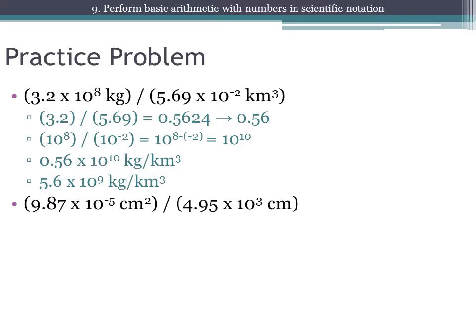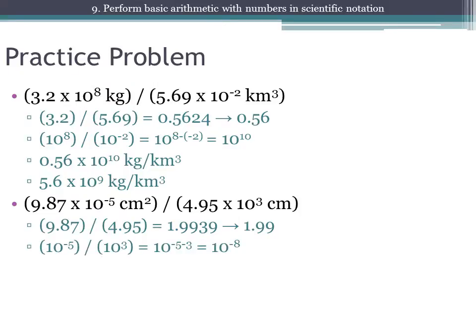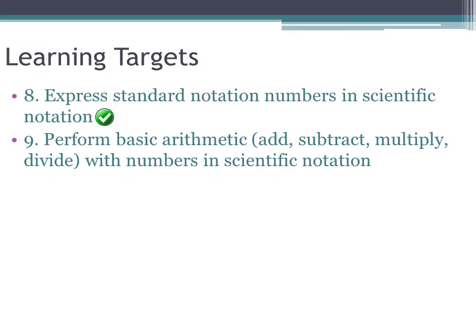Next one, another division. Again, we'll divide the mantissas. After rounding for sig figs, notice we have 3 sig figs here. That will give you 1.99. We'll then take care of our exponents. We have 10 to the negative fifth divided by 10 to the third. So negative 5 minus 3 is a negative 8. So 10 to the negative 8th. So our answer is 1.99 times 10 to the negative 8th centimeters. Notice your units here, centimeters squared divided by centimeters. One of those centimeters will cancel and you'll just be left with a single centimeter unit in the numerator.